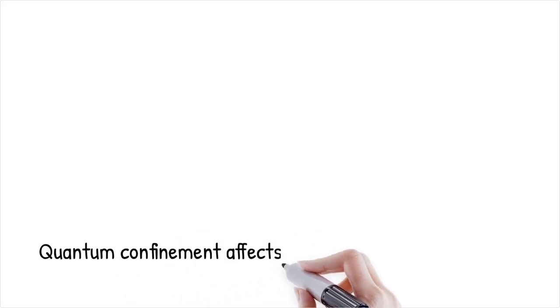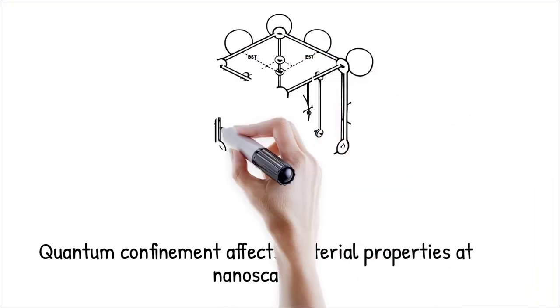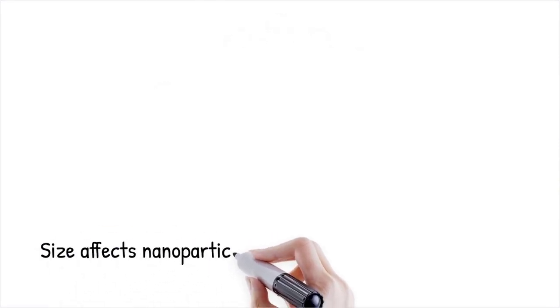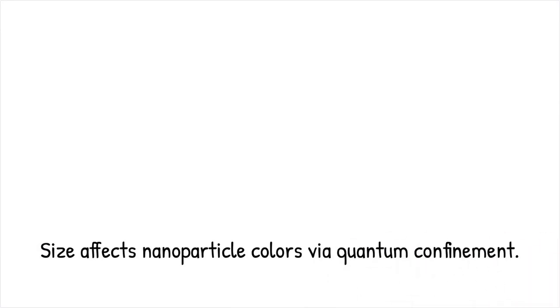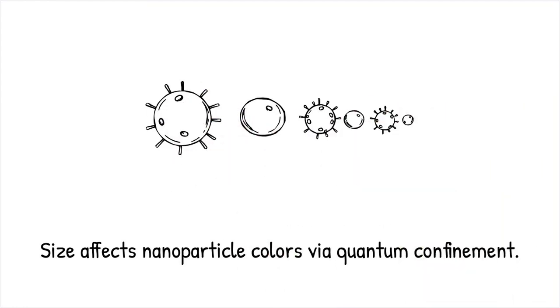Quantum confinement is a phenomenon that occurs when the dimensions of a material become comparable to the wavelength of its charge carriers. At the nanoscale, electrons are restricted in their movement, leading to discrete energy levels instead of continuous bands. This effect dramatically alters the physical and chemical properties of materials compared to their bulk counterparts. Understanding quantum confinement is key to explaining many unique behaviors of nanoparticles.